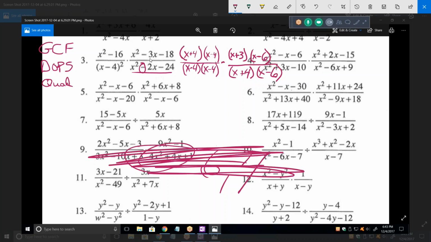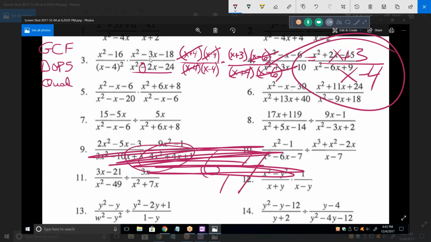So tell me what I can cancel. So then you can cancel the x minus 4s in the first part of the equation. Let's start from the top left. I can cancel that with that. Now I can cancel that with one of these only. And then I cannot cancel the x plus 3 with anything, but I can cancel the x minus 6 with the x minus 6, and that leaves me with x plus 3 over x minus 4. My answer. And that's how every single one of these is going to play out.